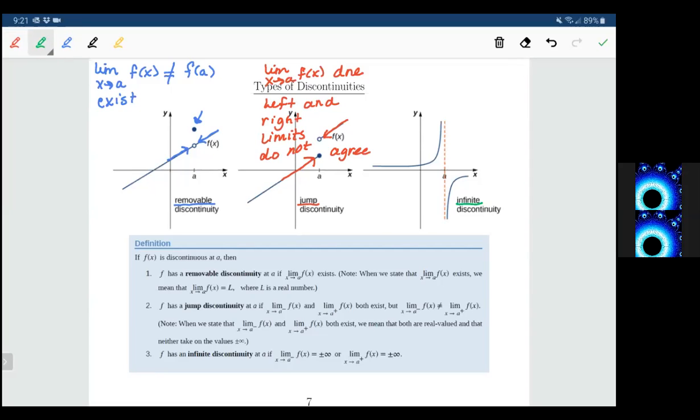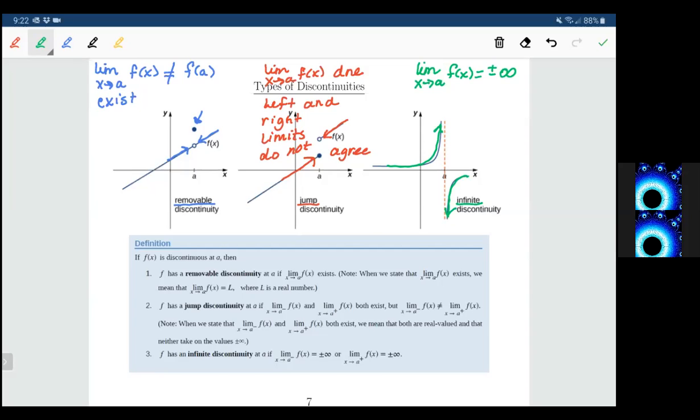When we have an infinite discontinuity, what we have then is an infinite limit. So if you evaluate the limit and it doesn't exist for the function, but we can assign either positive or negative infinity to it. Remember, these limits don't exist. We just say that they're infinite. Okay. Then you have an infinite discontinuity.